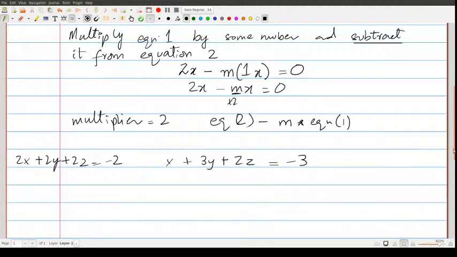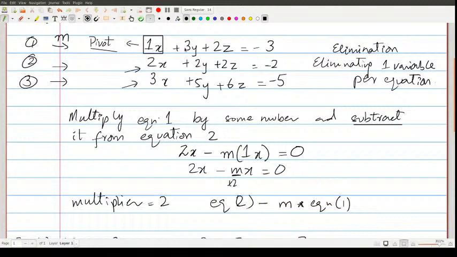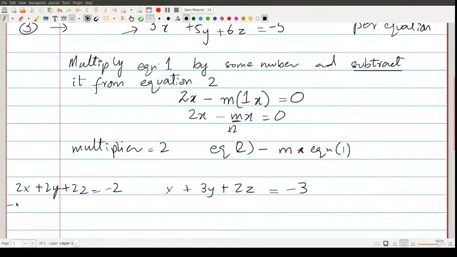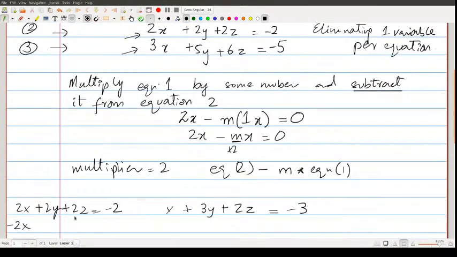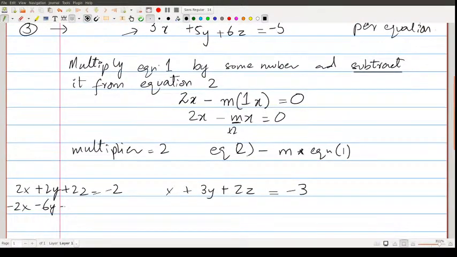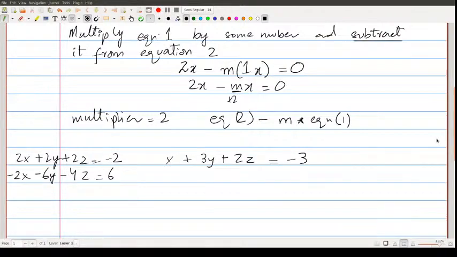And what you have is you want to subtract minus 2 times, so when I multiply this equation by minus 2, I get minus 2x minus 6y minus 4z plus 6, right? So I get minus 2x. I'm just going to do it systematically for the first one, and then I'll stop using this terminology, right? So minus 3 minus 6y, and minus 2 times 2 is minus 4z is equals to 6, right? And so now I subtract this.